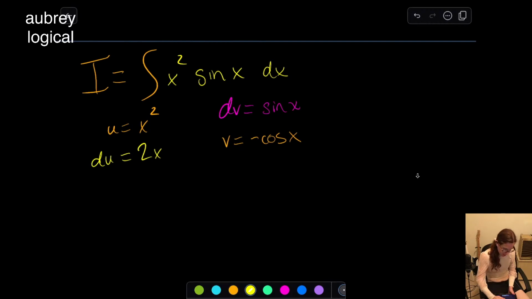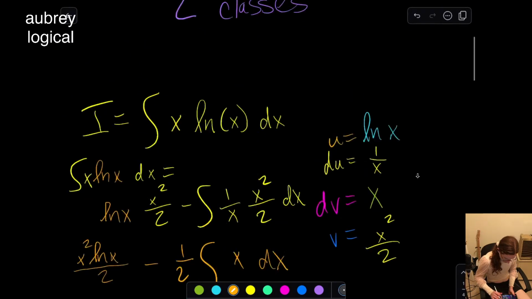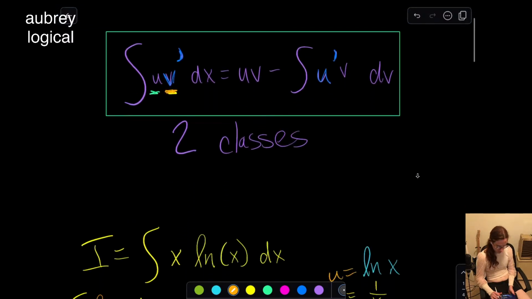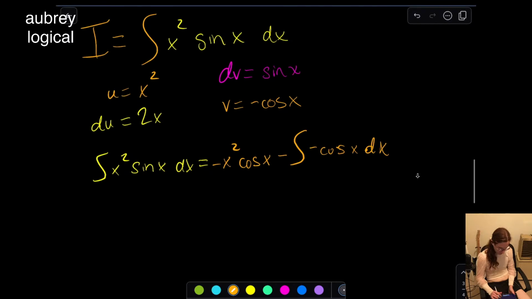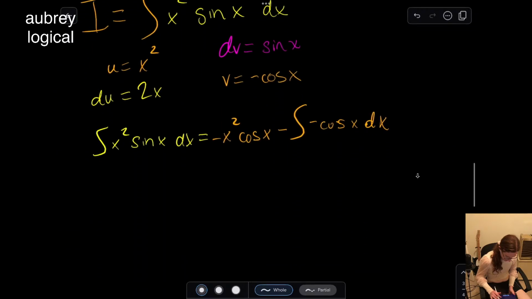Now, back to our formula, which is going to be u times v minus the antiderivative of v dx, I believe. Okay.